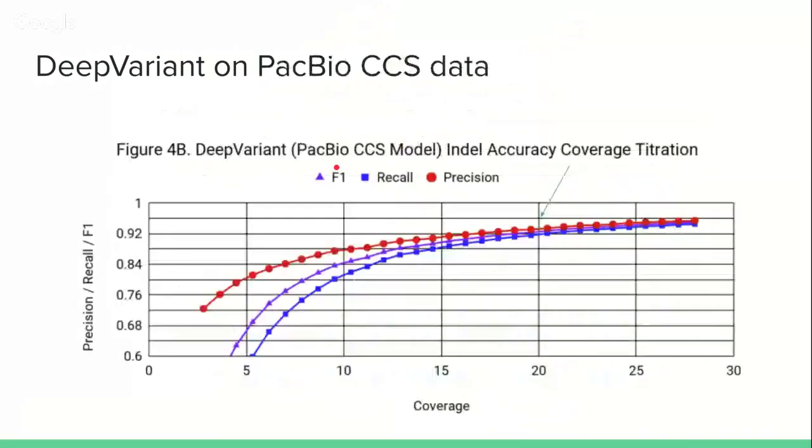And finally, DeepVariant also works on PacBio CCS data. And here's another plot showing precision, recall, and the F1, and it shows that at around 20x coverage, you've already hit a very good mark in terms of this ROC curve using DeepVariant. And at 25, 20, whatever, 7, 8x, you get very good scores from calling variants with DeepVariant.